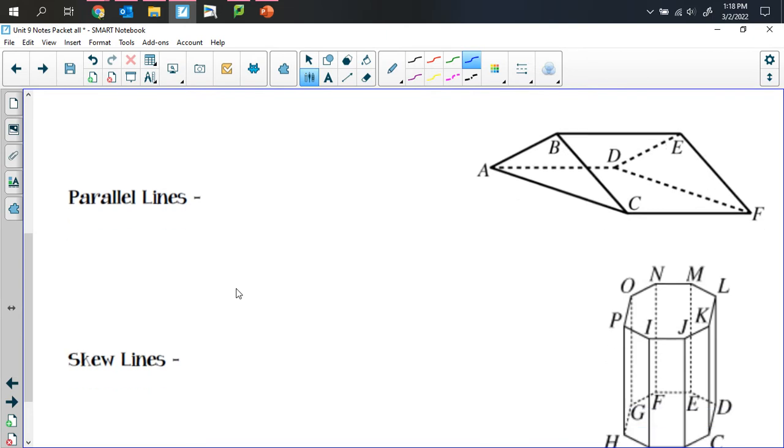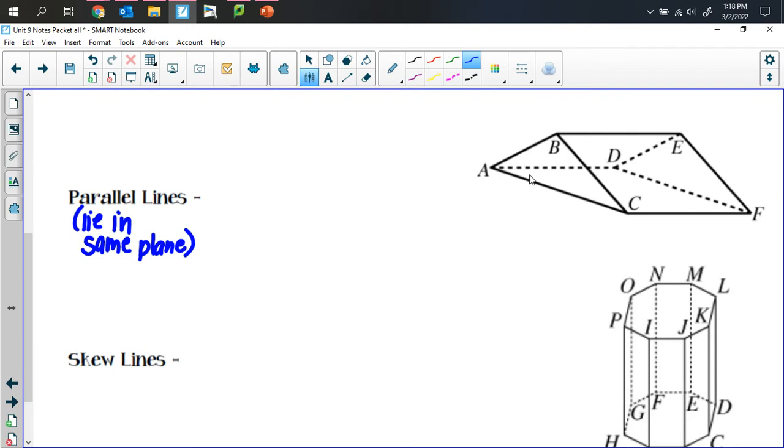So when we talk about parallel lines, you've talked about parallel lines before. They're the ones that are parallel to each other. They are never going to touch. They're always the same distance apart. And one more thing that we need to add here now is that they lie in the same plane. And like I said before, a plane is like a piece of paper. So you have to be able to put a piece of paper through them.